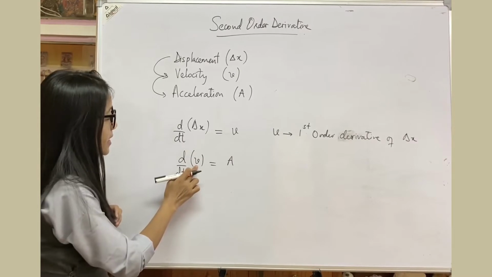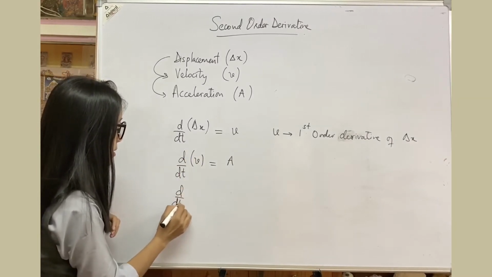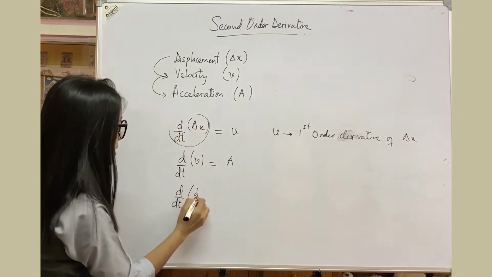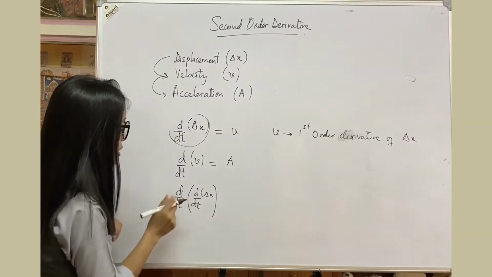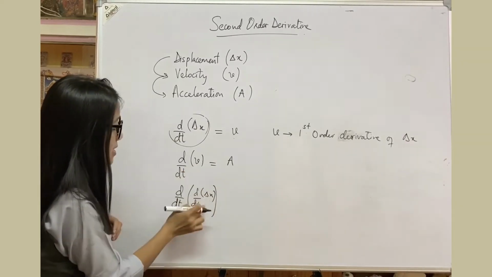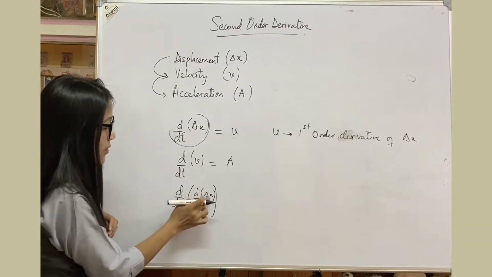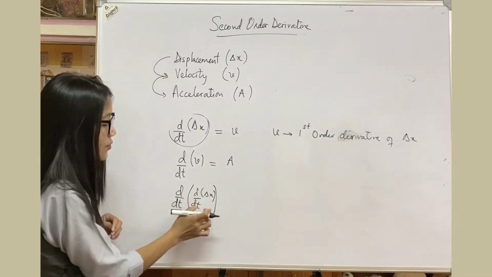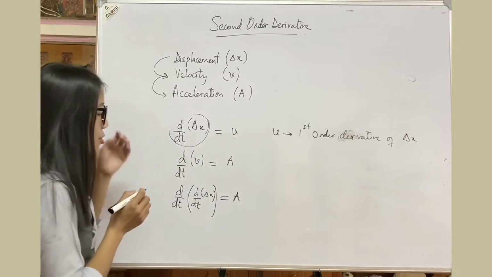Now instead of this I can write it as, okay, v is equal to this, so I can write this divided by this, okay? So I can write, instead of velocity, velocity is the derivative of delta x with respect to time. I'm just replacing velocity in terms of delta x and time t, okay? So this is equal to acceleration, okay?